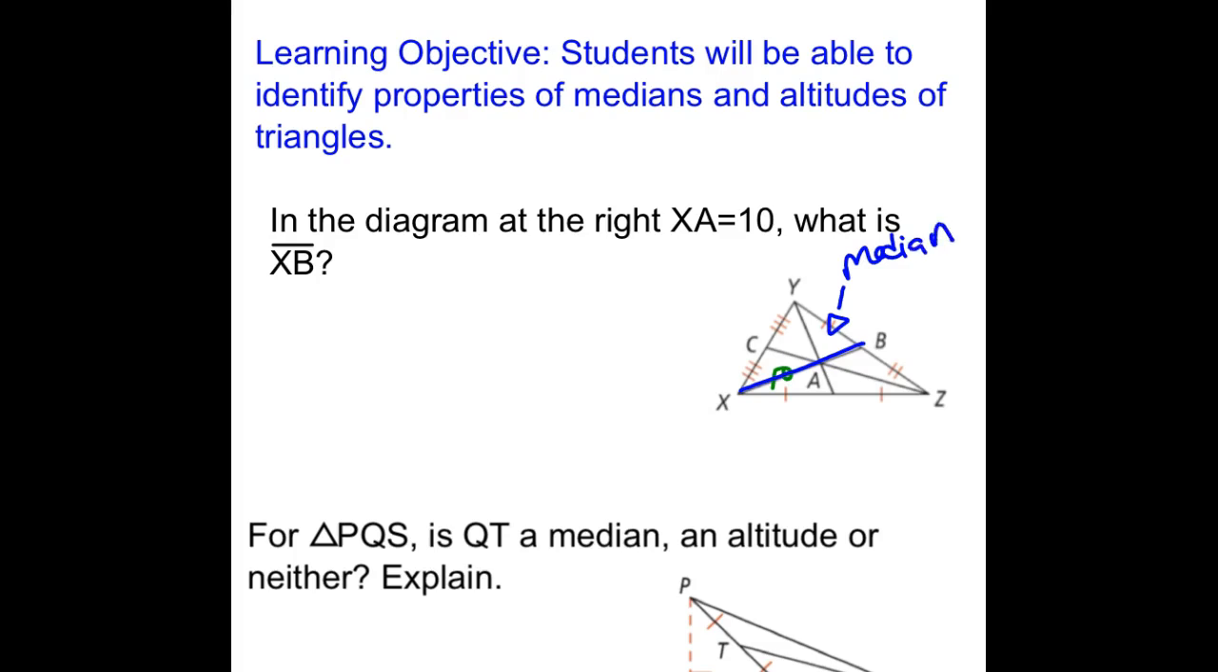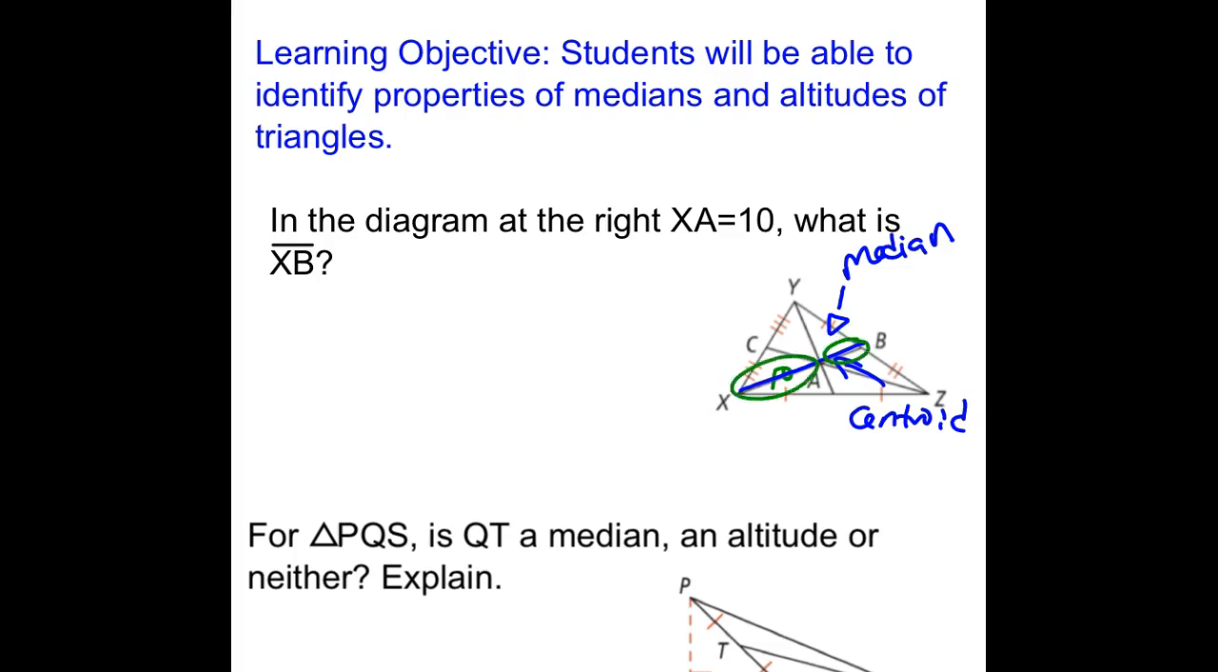And the cool thing about a median is actually when you have other medians, which you do, like YA and CZ, they create this point called the centroid. It's the center of gravity. You can balance any triangle on the centroid. And what happens is it actually cuts these segments into chunks. So you've got 2/3 of the median from the vertex to the midpoint and another 1/3 from the midpoint to the side.